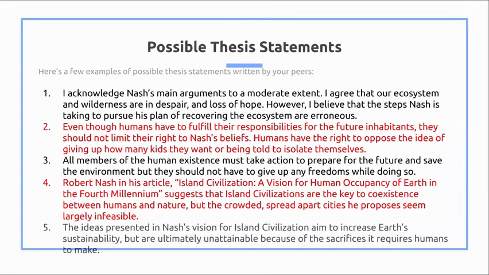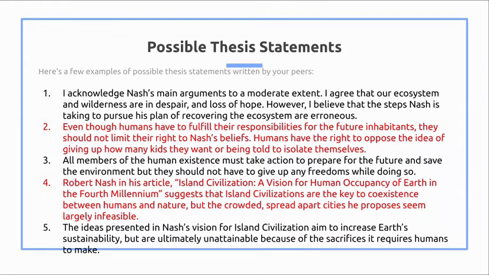And finally, the ideas presented in Nash's vision for island civilization aim to increase Earth's sustainability, but are ultimately unattainable because of the sacrifices they require humans to make. Love this one as well.